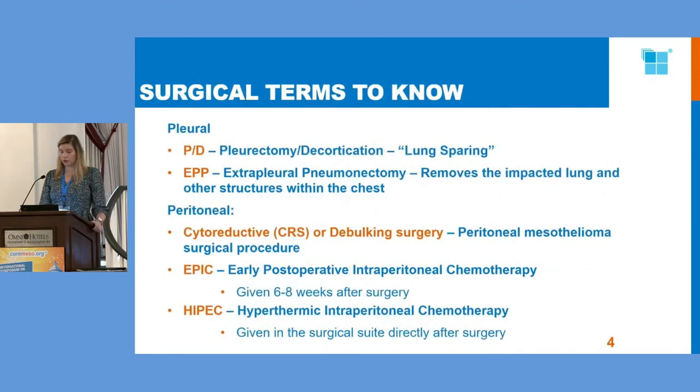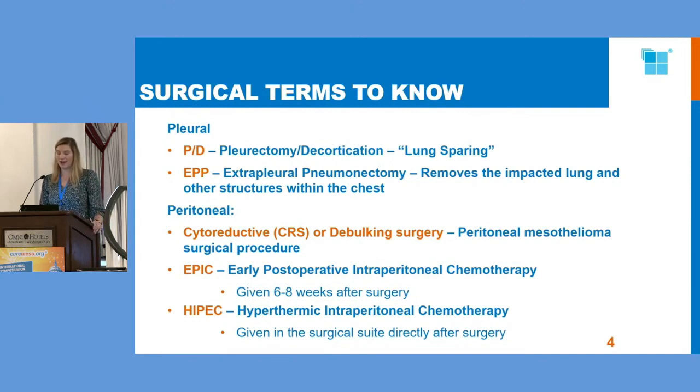So let's talk about surgery. In terms of pleural, PD is pleurectomy decortication. This is a lung-sparing surgery. So the surgeon will go in and remove just the pleura or the lining of the lung, but they leave the lung intact. EPP is extrapleural pneumonectomy, which means they actually remove the entire impacted lung, the pleura, and all the structures around it. For peritoneal, you'll see cytoreductive or debulking surgery.